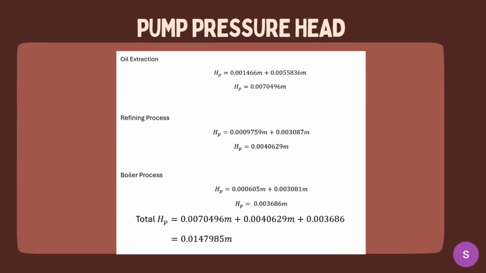Firstly, for extraction, we know that delta H major is 0.001466 meter plus delta H minor, which is 0.005586 meter. The total pressure head is 0.0070496 meter. Next is the refining process, which is 0.0009759 meter plus 0.003087 meter.